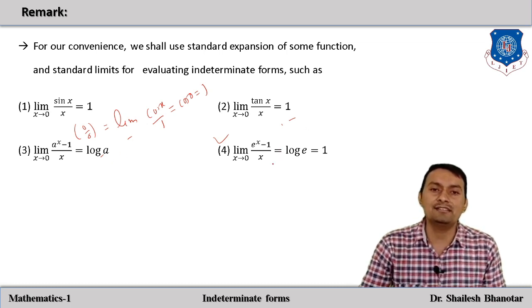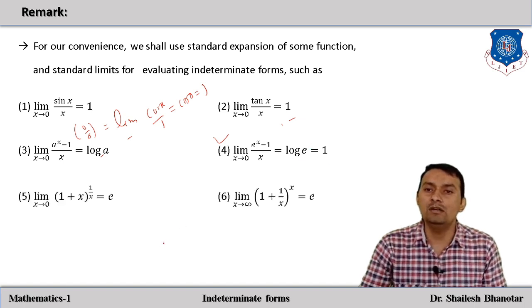Fourth one, the limit as x tends to 0 of (e raised to x minus 1) divided by x. In that case we will get log e, but we know that the base is e, so the answer will be 1. Fifth and sixth one, you should remember this, and we will discuss it later when we consider indeterminate forms of the type 1 raised to infinity.